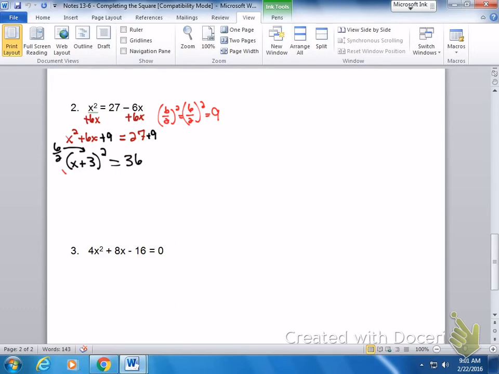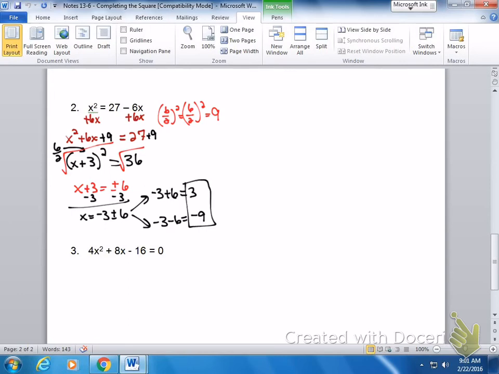Now we take the square root of both sides. You get x plus 3 equals, 36 is a perfect square, so you get plus or minus 6. And now we just solve. I'm going to subtract 3 from both sides. You get x equals negative 3 plus or minus 6, but since we had a perfect square, we're going to go ahead and solve that. I have negative 3 plus 6, which equals positive 3, and negative 3 minus 6, which equals negative 9. So there are your solutions.